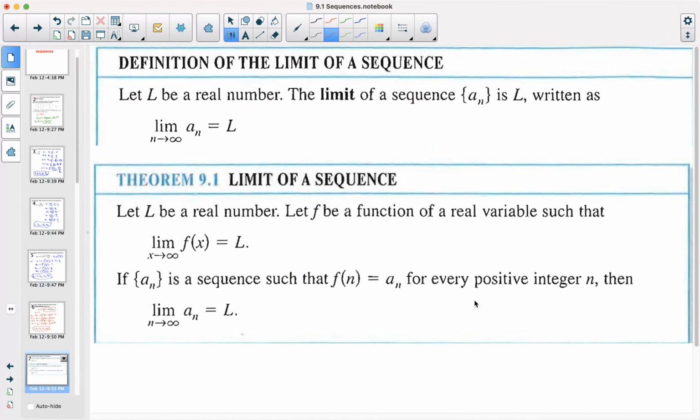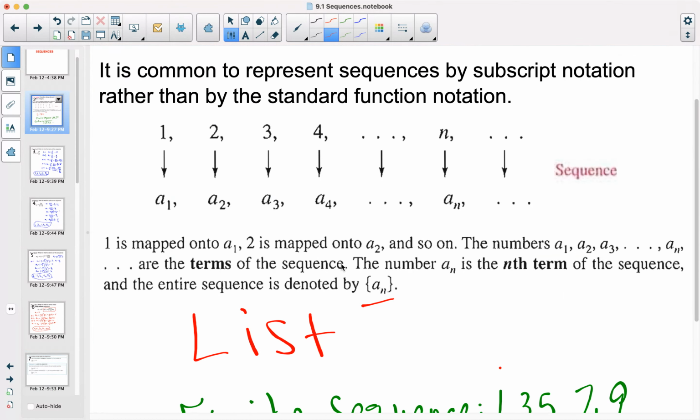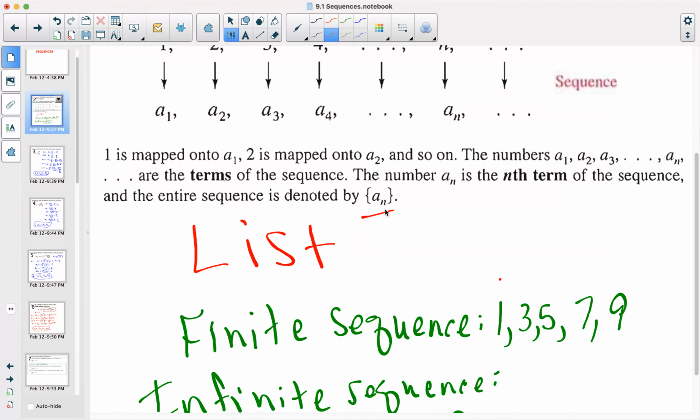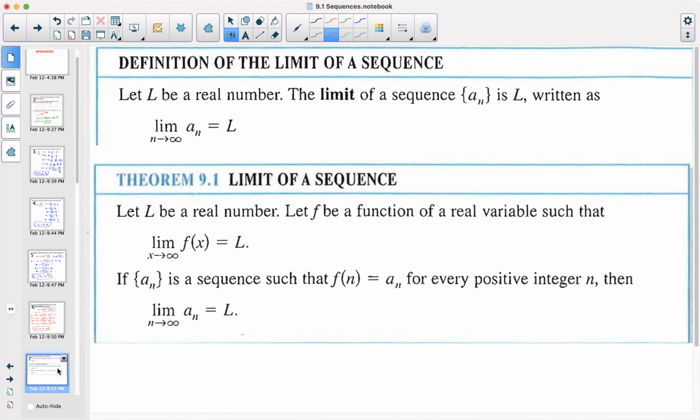Okay. Let's talk about the definition of the limit of a sequence. Limit is never going to go away. Let L be a real number. The limit of a sequence, remember, let's go back to the first screen here. The entire sequence, there's the terminology, how we write it when we're talking about an entire sequence. So the limit of a sequence, A sub n, the entire sequence, is L, written as this notation right here.